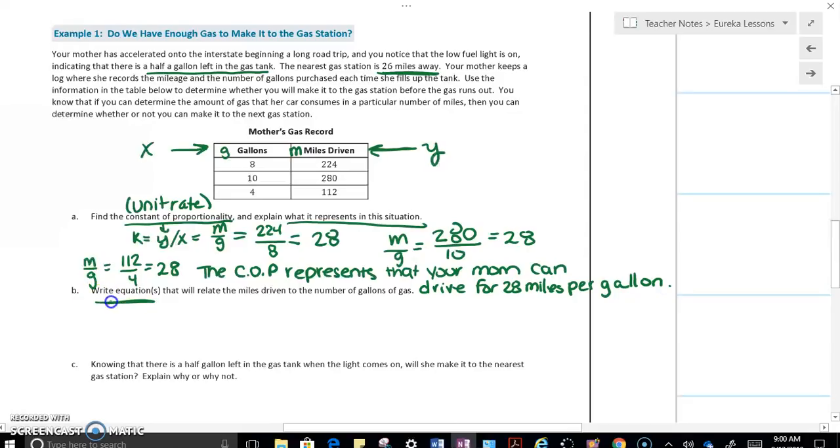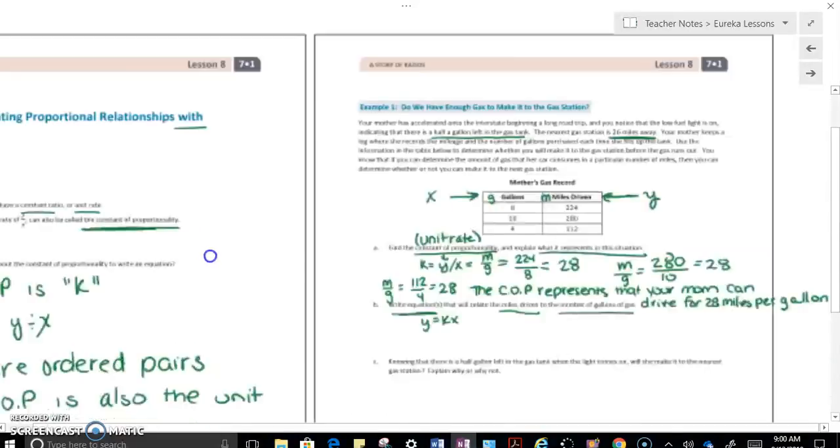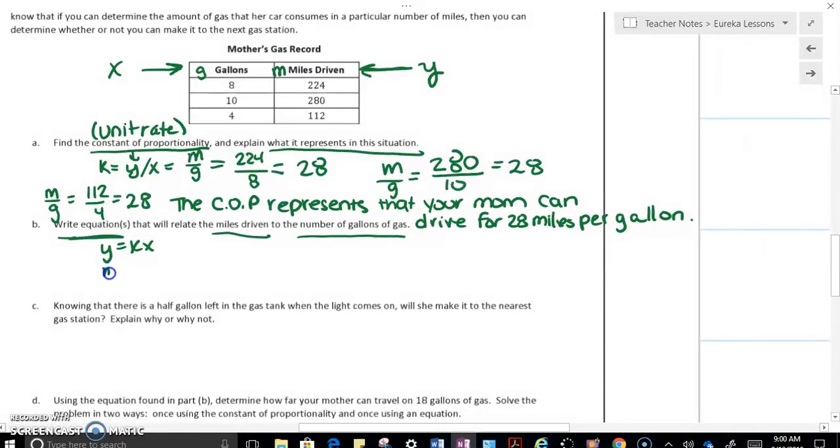Now write equations that will relate the miles driven to the number of gallons of gas. So once again, we use the formula y equals kx, and we already know that y is m and x is g. Okay, and let's plug in our information. k is also equal to 28. So we're going to say m equals 28g. We can use this equation to determine for any amount of miles or gas. So this is going to be our staple to solve the rest of the problem.